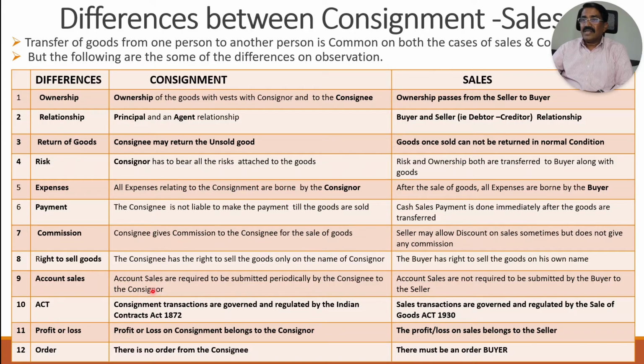Account sales are required to be submitted periodically by the consignee to the consignor. Account sales are not required to be submitted by the buyer to the seller. Act. Consignment transactions are governed by the Indian Contract Act 1872, whereas sales transactions are governed by the Sale of Goods Act 1930. Profit or loss on consignment belongs to the consignor only, whereas profit or loss on sales belongs to the seller. Order. There is no order from the consignee, whereas there must be an order from the buyer.